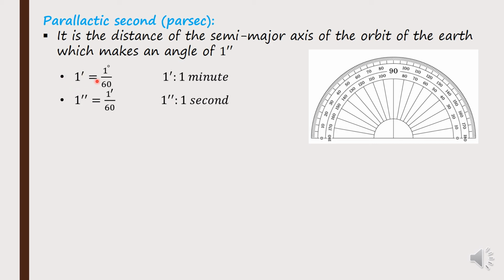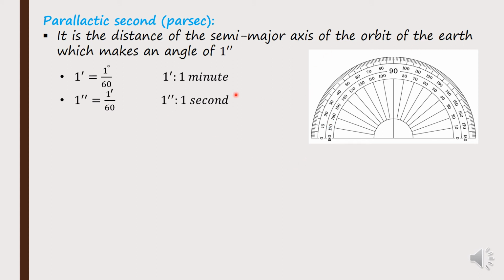So how much angle does 1 minute make? 1 minute makes an angle of 1 degree divided by 60. That small of an angle does 1 minute make. If you have 1 degree, you divide that by 60. If you divide 1 degree by 60, that much small of an angle is made by 1 minute. And then 1 second makes an angle: if there is 1 minute, you divide that by 60 some more. So 1 minute divided by 60, we get 1 second.